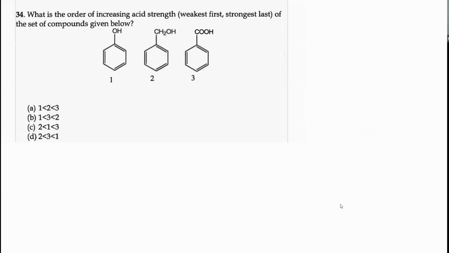Okay, let's go to the next question. What is the order of increasing acidity of the set of compounds seen below? So what is the right answer here?